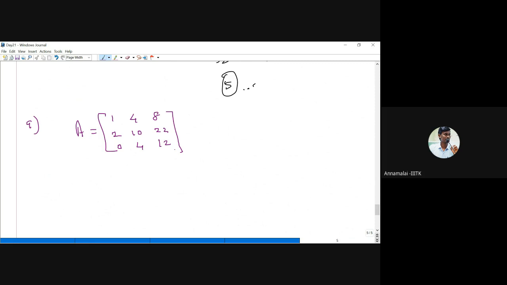Rank of the matrix. So what is the rank? It's 3, or 2, or 1, or 0. So first find the determinant, or you can row reduce this into row reduced echelon form and then find the number of non-zero rows. You can do anything. Suppose I apply the row reduced echelon form, I want to make this entry 0.